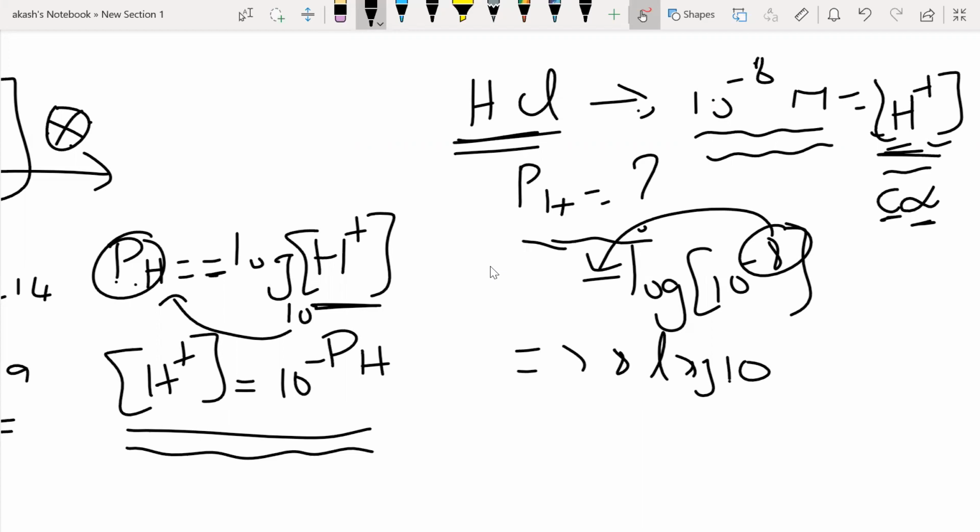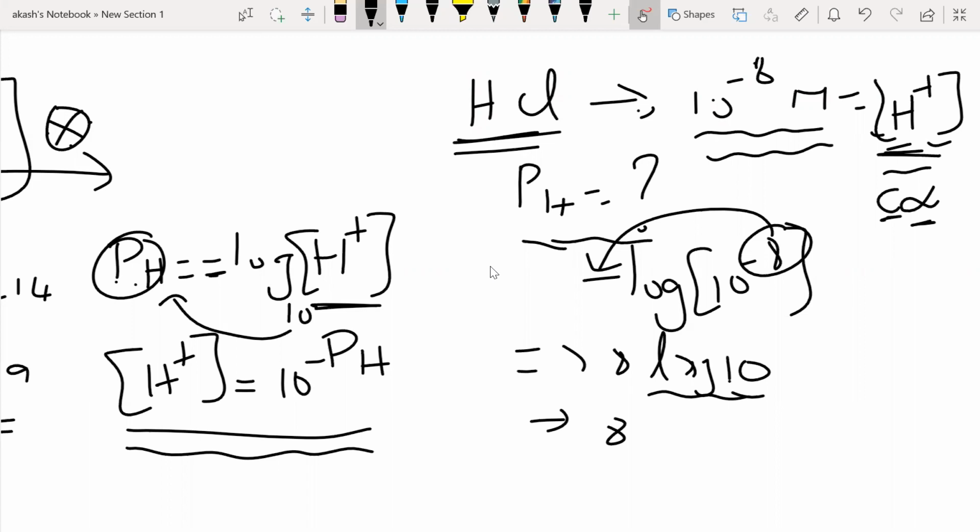So what is log 10 value? Log 10 value? 1, sir. 1. Guys, you have to remember all this, or else you cannot even do simple problems. So log 10 value is 1, so the pH of this solution is 8. Is this correct or wrong? Tell me. Is this correct? Or if it is wrong, why is it wrong?